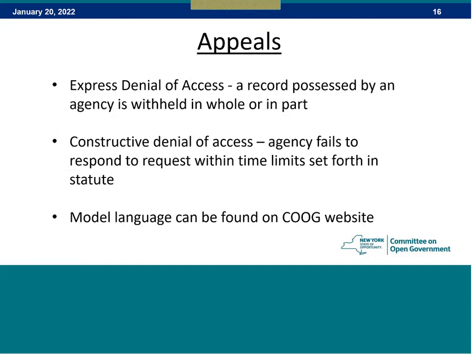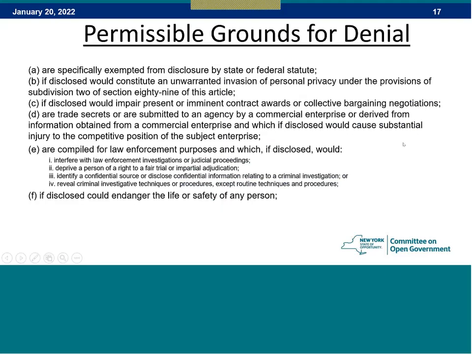If the agency acknowledges within 5 business days and says we will provide a response to you within the next 20 business days, but fails to do so, that's a constructive denial of access. And the applicant then has the right to file an administrative appeal of that constructive denial of access. And if you'll recall from the beginning when I was showing you all the website, I showed you that we have a link on our website to find model language for those types of appeals.